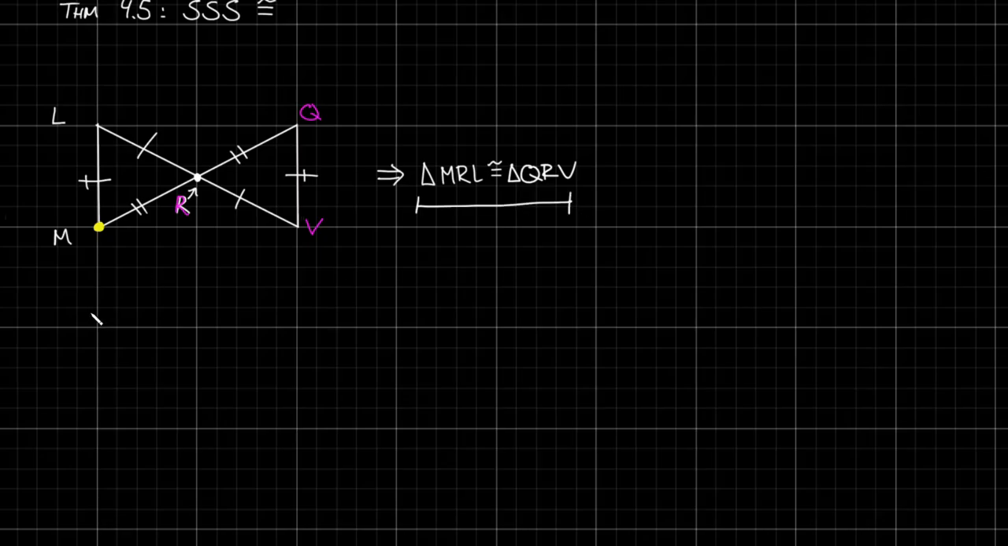How do we always start proofs? Given. What are we given on this picture? So I don't think we've talked about any angles. Okay, so check it out. ML, I believe, is congruent to QV, or VQ, however you want to write it. I would probably do, if we did ML, sorry, I'd probably do QV.